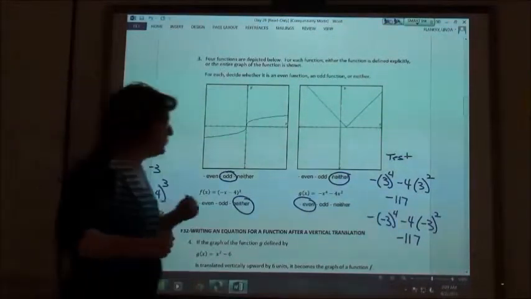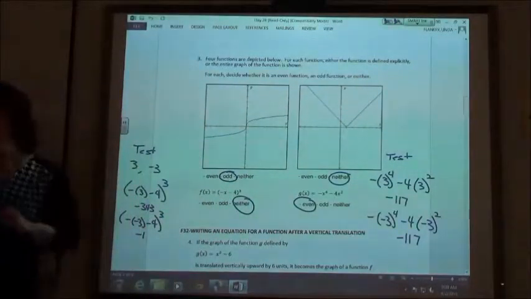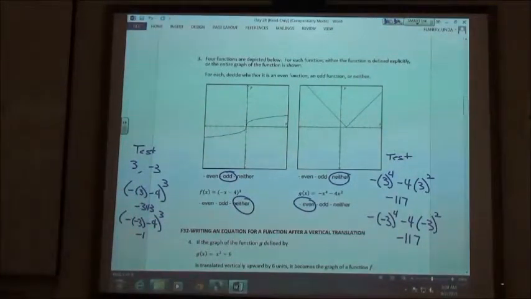So when I test them, am I always going to put in negative 3 or? Positive 3 and a negative 3. Yep, those are the values you're always going to test with. There are different ones you can use, but those are the easiest ones to use. Okay. So those are the ones I suggest you test with.